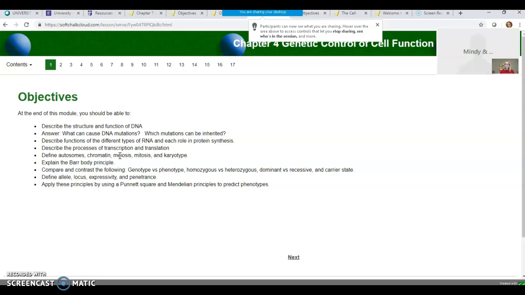A karyotype is just a picture. They can take cells, usually lymphocytes, and arrest them in a specific phase of mitosis where they can really see all of the separate chromosomes, and then they line them up. This is how they diagnose a bunch of different types of chromosomal disorders.